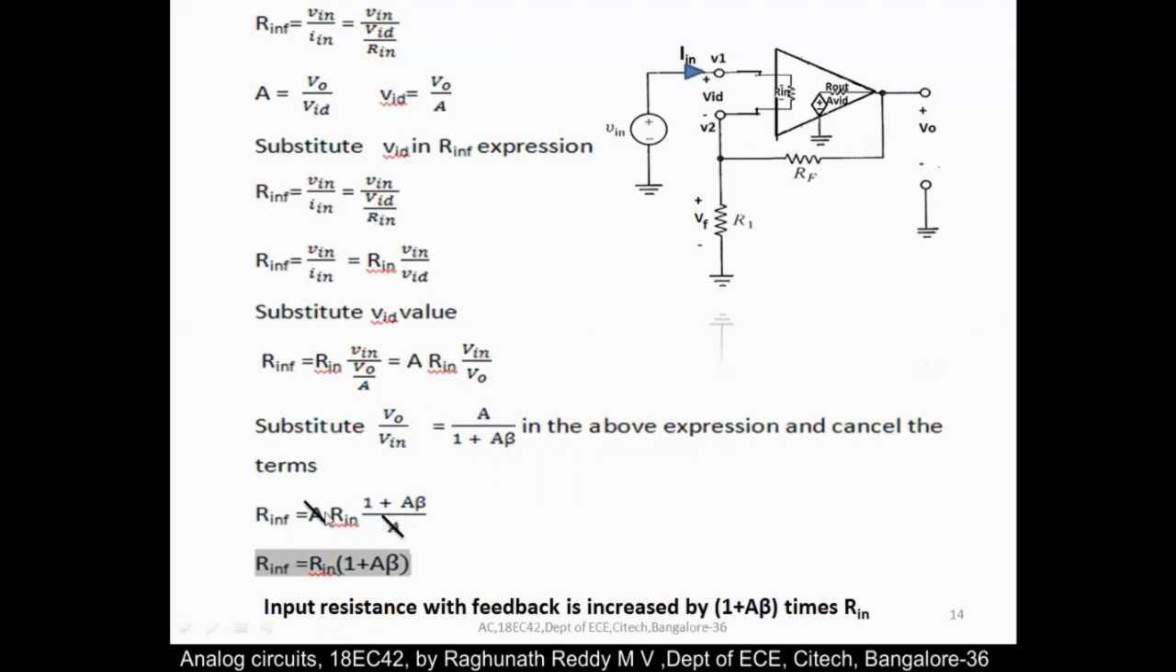Substitute that value. A and A will get cancelled, so the input impedance with feedback equals 1 plus A beta times the input resistance without feedback. It is increased by 1 plus A beta times Rin.